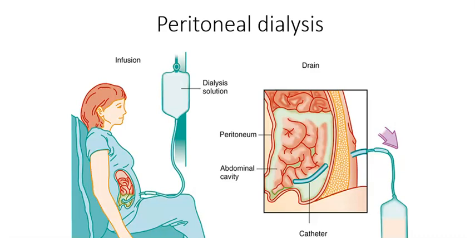There are 3 steps or 3 parts to this PD. You have your fill, which is when the dialysate is going into the peritoneal cavity. You have your dwell time. This is when the dialysate is remaining inside and filtration is occurring. And then you have your drain time, when the dialysate is being removed from the patient.